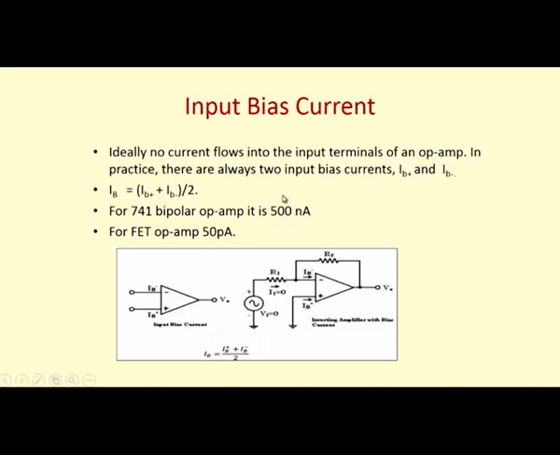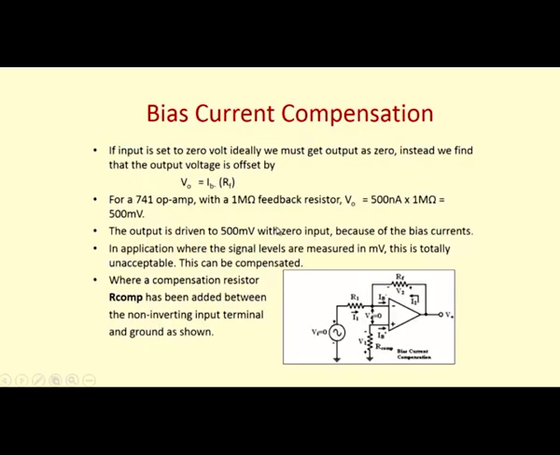If the 741 is integrated with the help of the FET, it is 50 picoamps, and if it is made using the BJT, it is 500 nanoamps. This is the input bias current specification of IC 741. So with these nanoamps or picoamps, what is the output voltage if the input voltage is equal to 0? It is given as output voltage is IB minus into RF.